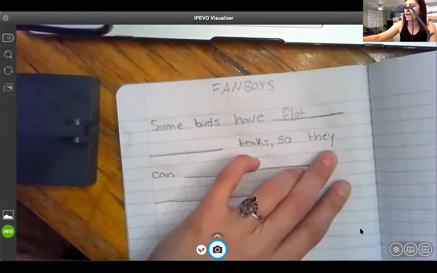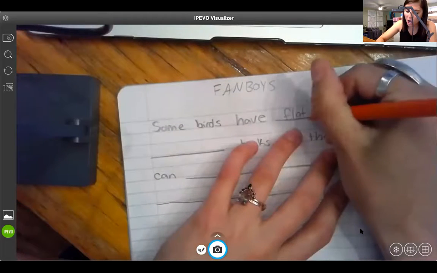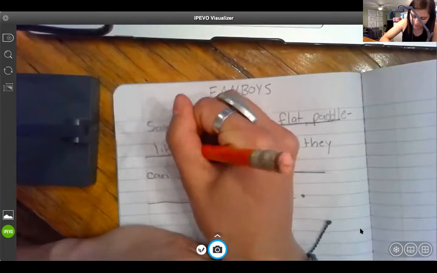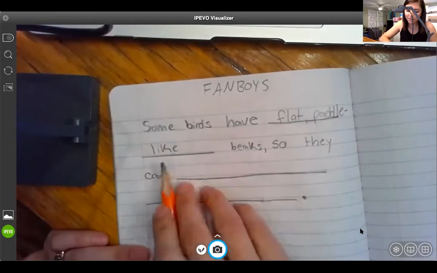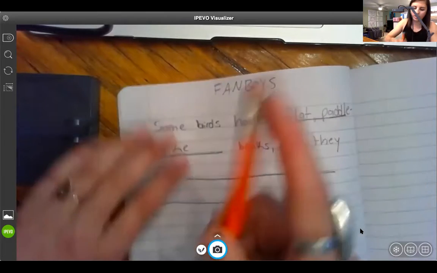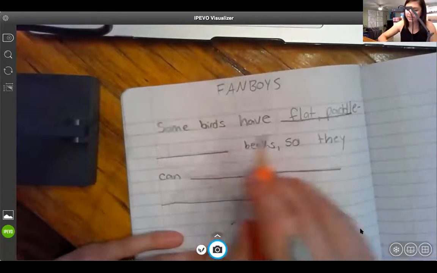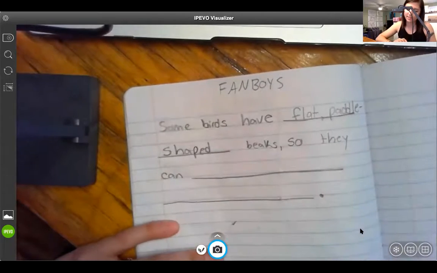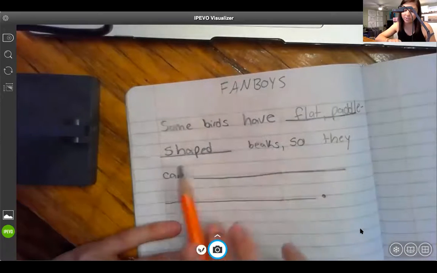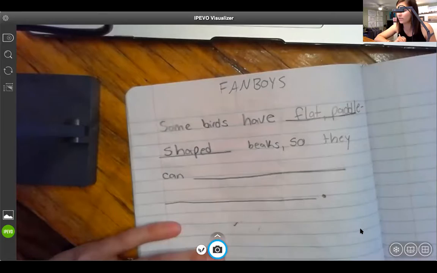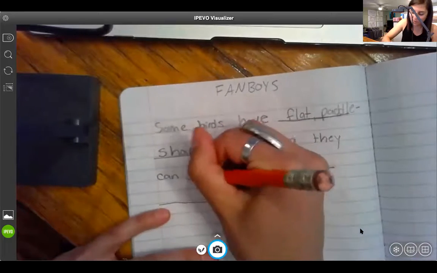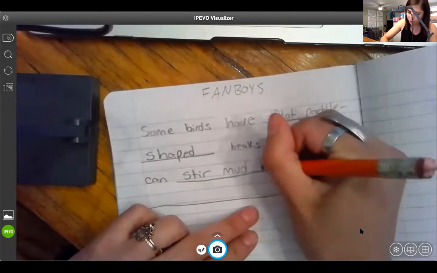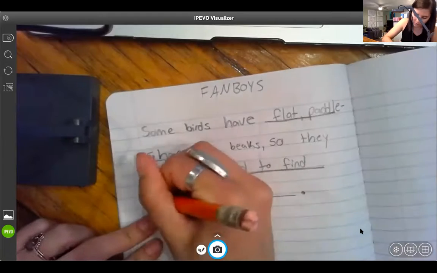Flat, actually, they say flat, comma, paddle-like beaks. Some birds have flat paddle. Oh, I'm actually gonna put shaped. Some birds have flat paddle-shaped beaks. That makes sense, right? Some birds have flat paddle-shaped beaks, comma, so they can what? So they can, remember, stir mud to find food.